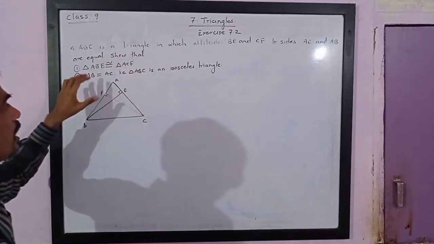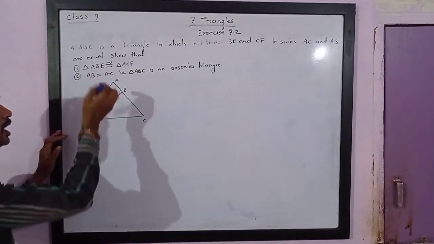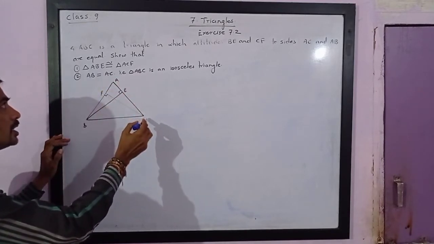We have to show that triangle ABE, that is this upper triangle, is equal to triangle ACF.